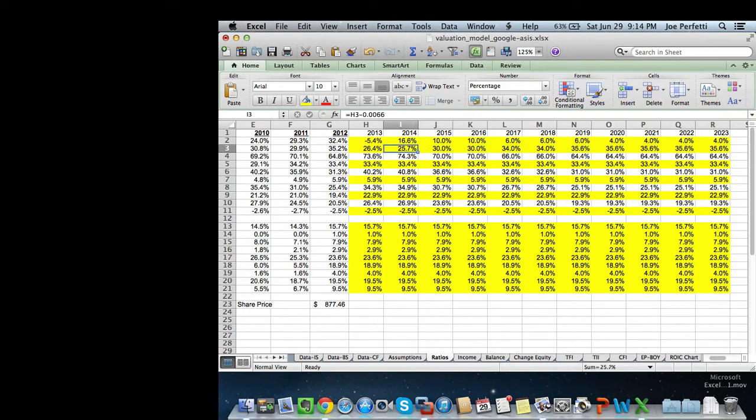Yeah, I'm going to post this file, so you'll actually see this file in just a minute. But basically, I went from starting in 2015, 30 and 30, for 2015 and 2016, 2017 and 18, 34 and 34, 2019, 35.6, and then just left at 35.6 going forward.